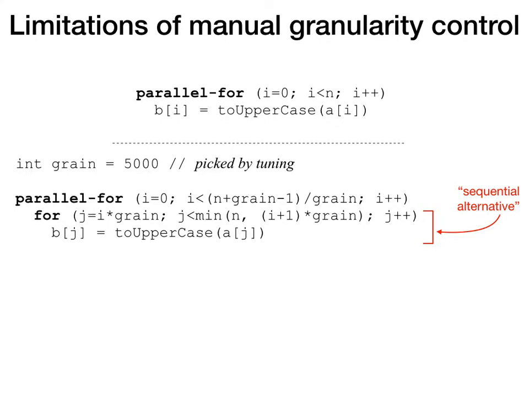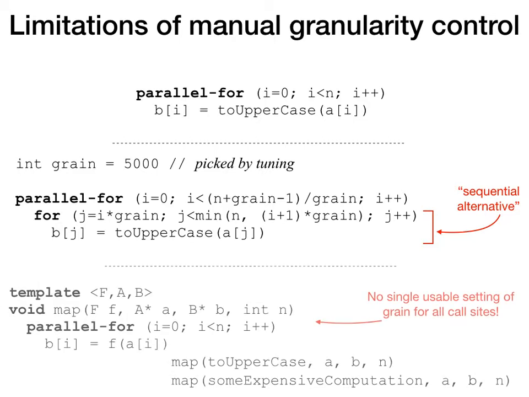Furthermore, we're in trouble if we want to use a generic interface, such as this map function that I'm showing now at the bottom of the slide, which is doing the same thing, but in a more generic fashion. So now we have a problem because we might want to call the map function at very different granularities. So one might imagine passing the grain setting as an argument to map, but that's going to complicate generic programming in ways that we'd like to avoid.